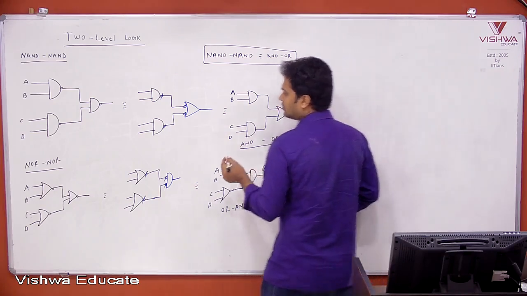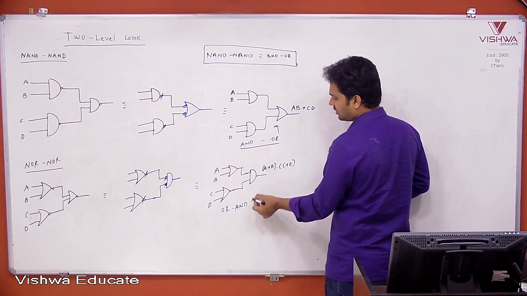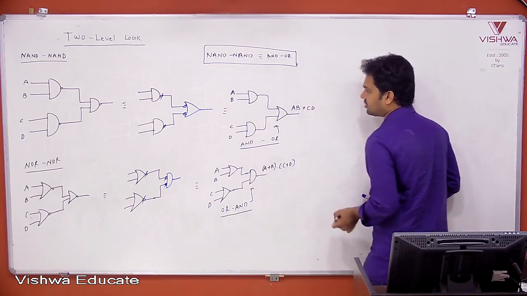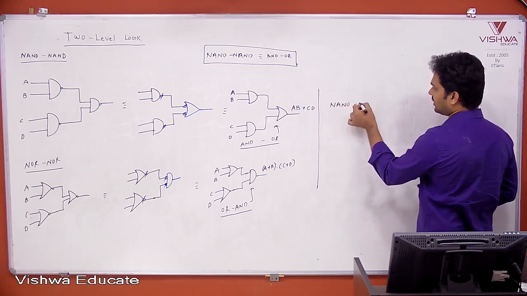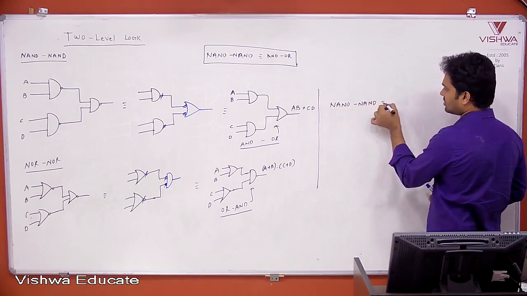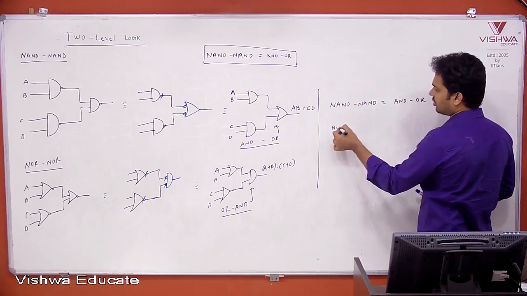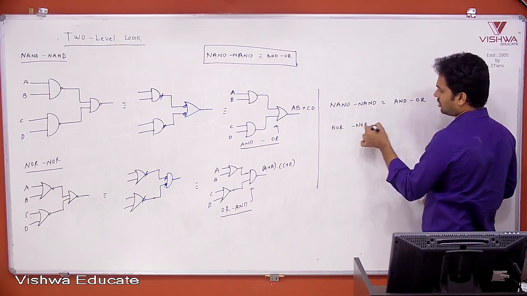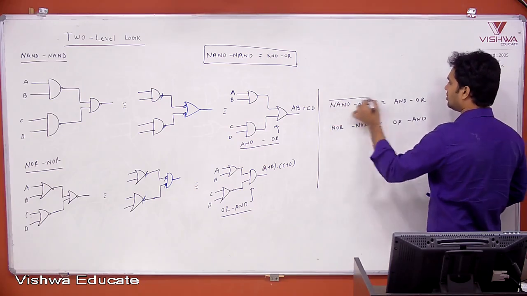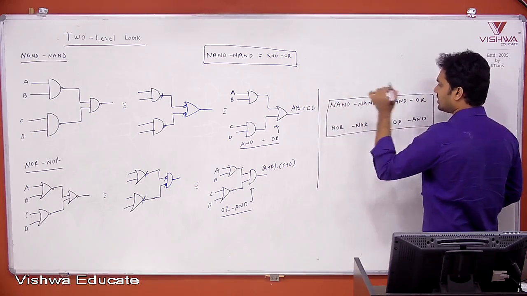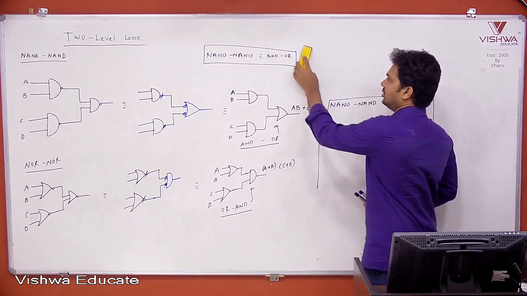Okay. So here, what is this? AND followed by OR. Here it is OR followed by AND. So the conclusion is like this. If you have NAND followed by NAND, this is equal to AND followed by OR. If you have NOR followed by NOR, it is equal to OR followed by AND. Or AND OR function is the same as NAND NAND. OR AND function is the same as NOR NOR. You can copy up to this.